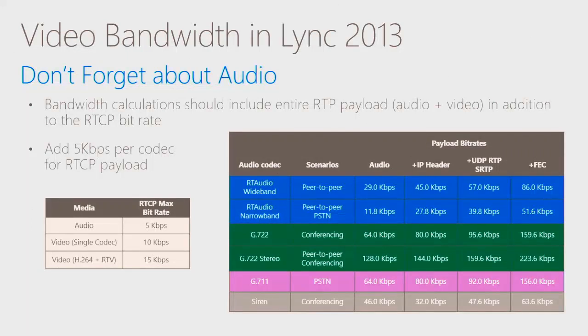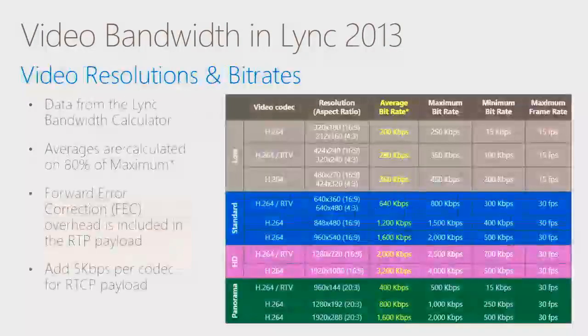But that channel is additive. So for each codec that's involved, there's just another little 5 kilobit header. So audio takes 5, video takes another 5, and if you're in that scenario where I have to send an SVC and an RTV stream because of down-level clients, there's another 5. So only 15 kilobits, but when you're adding all this stuff up and you're thinking about many streams, that stuff can add up.